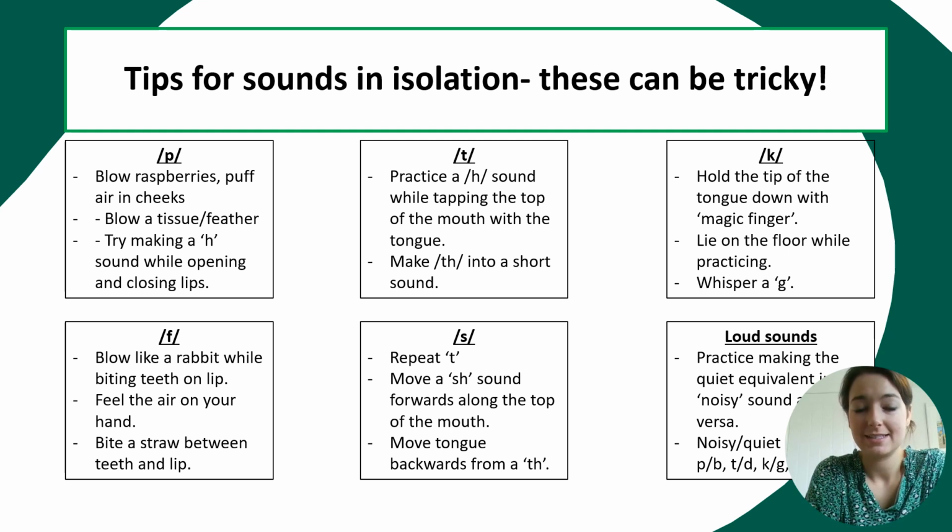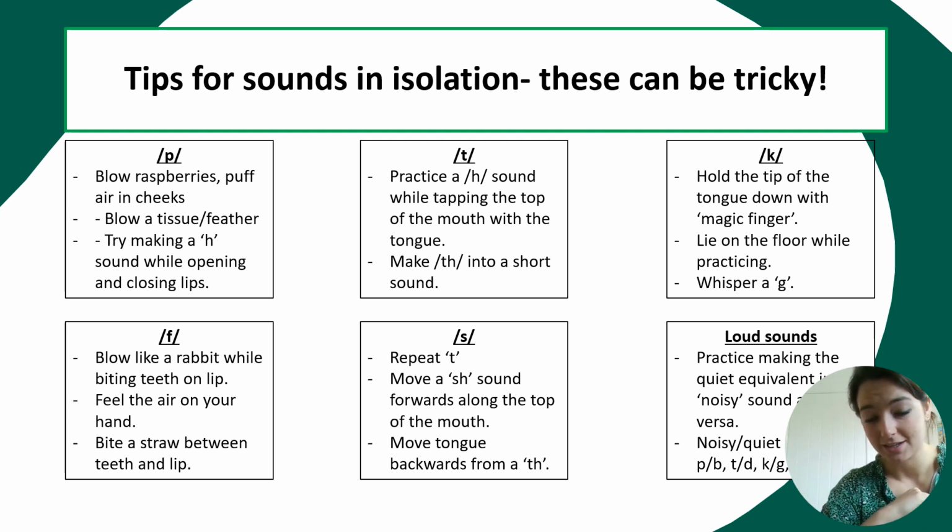For the s sound, try repeating t very quickly. Sometimes it helps to write this down on a piece of paper and point to each t as the child says it. Encourage the child to speed up and say the t as quickly as possible, and they will find that it turns into an s sound. Gradually reduce the number of t's and see if they can produce it just with one t at the start.